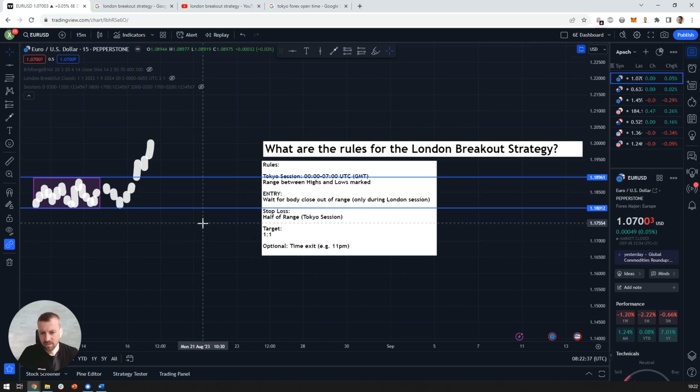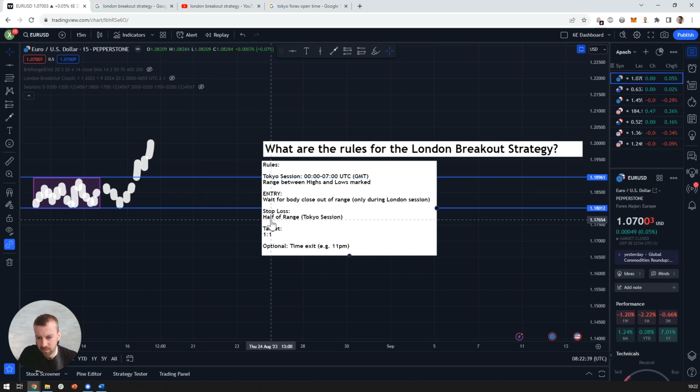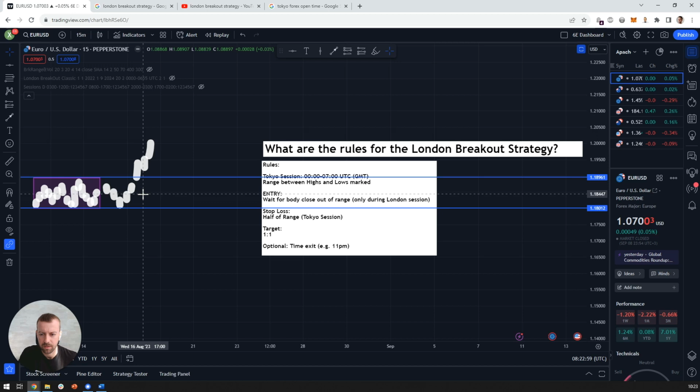So let's take a look at our stop loss. It will always be right in the middle of the Tokyo session. So we just divide the range by 2, and then we put our stop loss right here. For example, if we enter a long trade here, our stop loss will be right here. If we enter a short trade somewhere here, our stop loss will be somewhere like here. And our take profit will always be somewhere so that our risk reward ratio is 1.